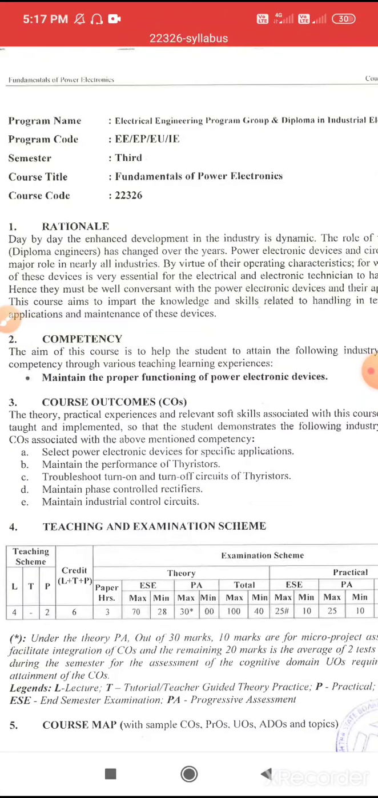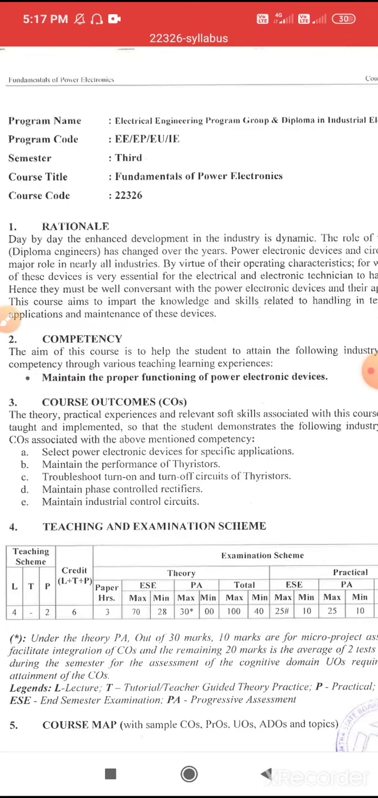First, outcome A is related to topic number first. Topic number first is Introduction to Power Electronic Devices. So the first outcome is to select power electronic devices for specific applications. Power electronic devices such as power diodes, thyristors, power transistors, power MOSFET, IGBT, SIDs, or the whole thyristor family which contains SCR, GTO, then LASCR, TRIAC, DIAC, etc.